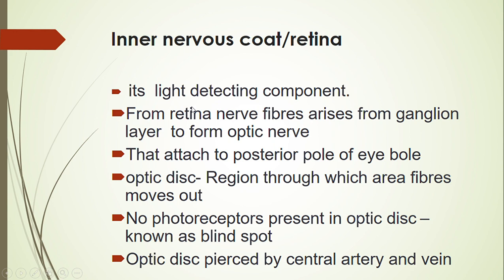The last layer is the inner nervous layer, which is formed by the retina. The retina is the light detecting component. From the retina, the nerve fibers arise from the ganglion layer to form the optic nerve that attaches to the posterior pole of the eyeball.